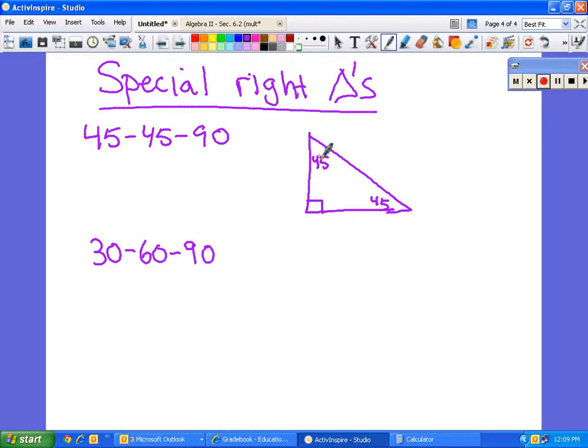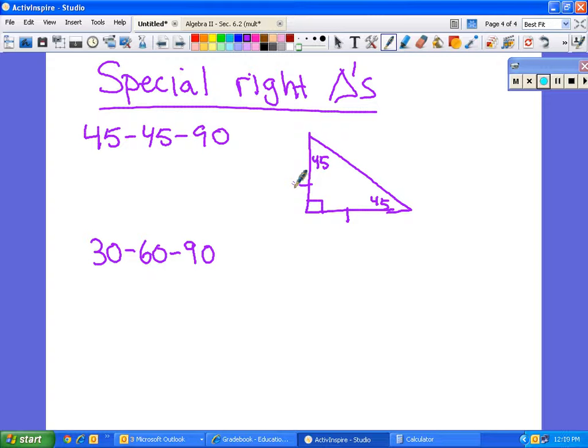Okay, so if I have a 45, 45, 90 degree right triangle, what kind of triangle is that besides a right triangle? Jonathan? It's an isosceles triangle. And what does that mean about the length of these two sides? They are the same. So whatever the value of this side is, the other will be the same. Does that mean all right triangles are isosceles? No. I'm going to go over one where it's not.